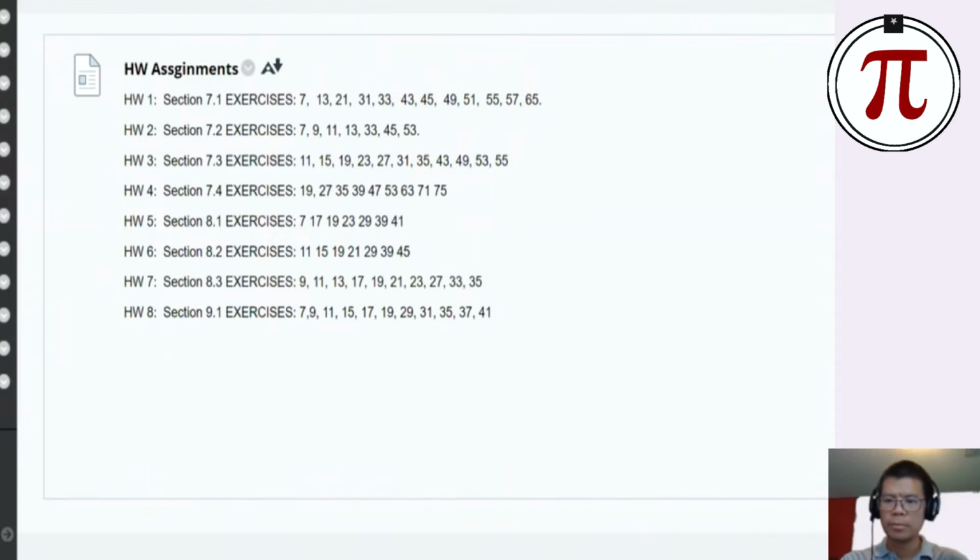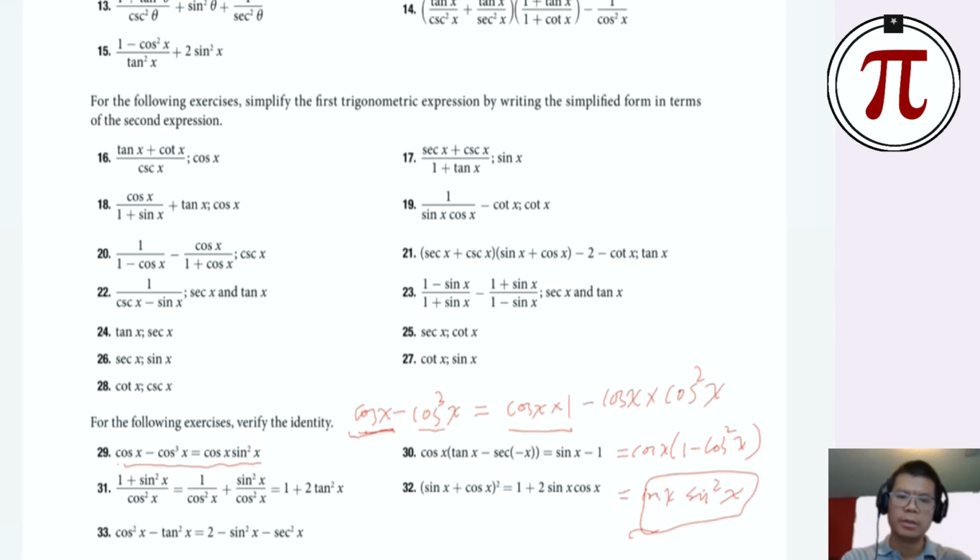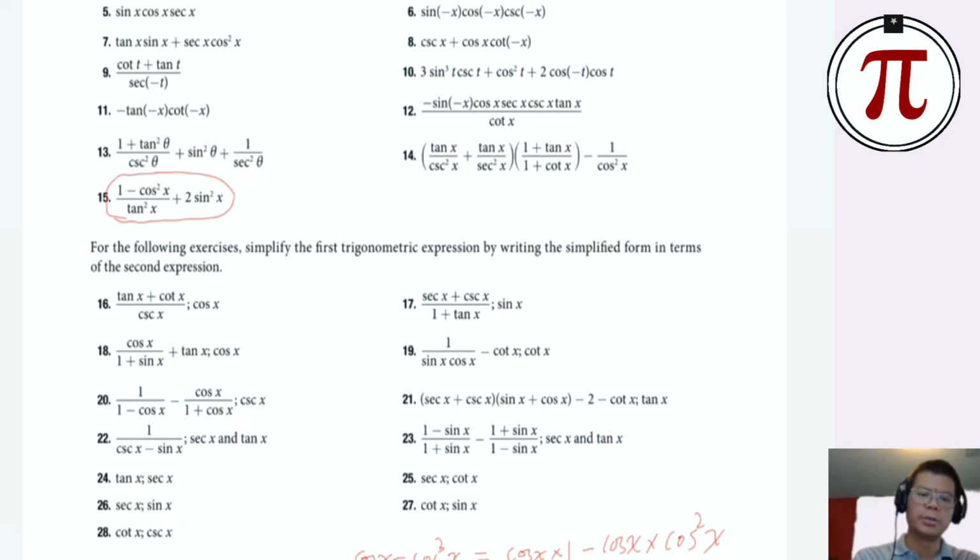I have a question about number 15. Okay, number 15. Let's consider how to simplify this, using these identities. On the top, we have one minus cosine squared, so it's better to write it as sine squared x. Sine squared x over tangent squared x is sine squared x over cosine squared, yes? And plus two sine squared x.